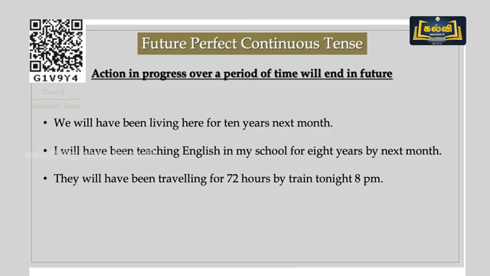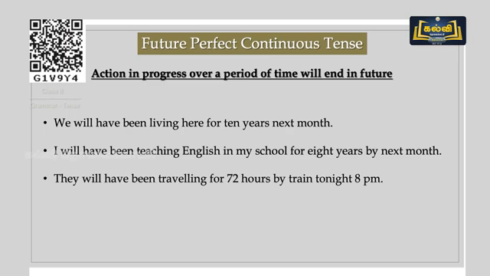How can we use this? Action which will be in progress over a period of time that will end in future. For example, one. We will have been living here for 10 years. So 10 years are not complete. By next month only, my living here will be 10 years. So I'm expressing like, I will have been living here for 10 years next month. So in future, you mention the duration, or how long something will have been happening until a future point of time.